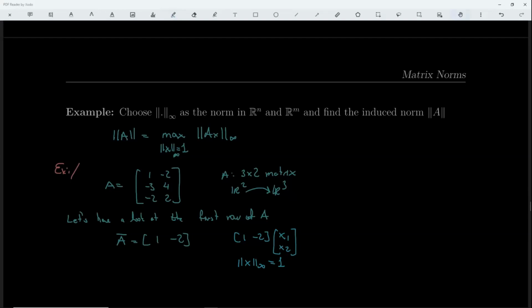So how can we maximize that thing? First, what is the definition of the infinity norm? For two-dimensional vectors, that is simply equal to the maximum of the absolute value of x1 and the absolute value of x2. That being equal to 1 means that either x1 or x2 is equal to 1 or -1, and the other variable is something between -1 and 1.